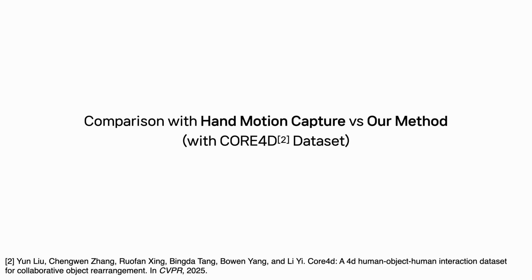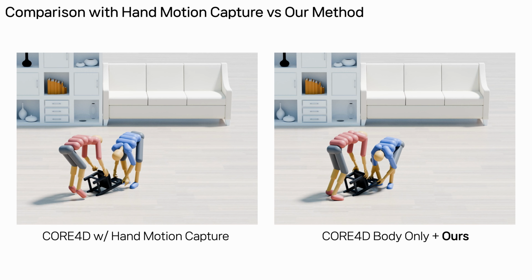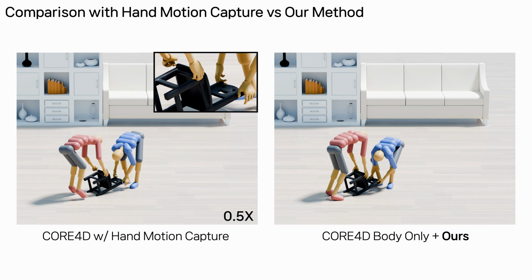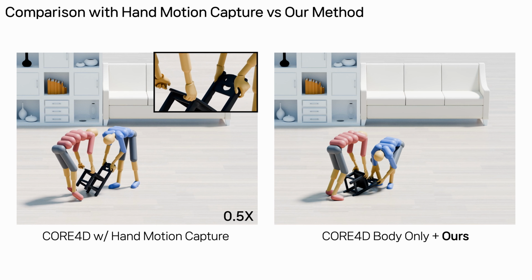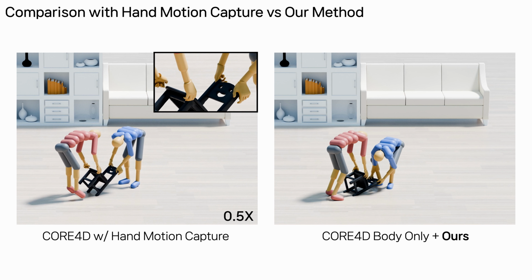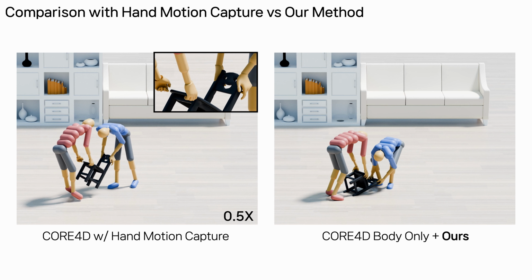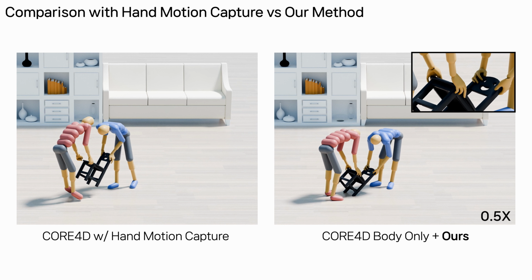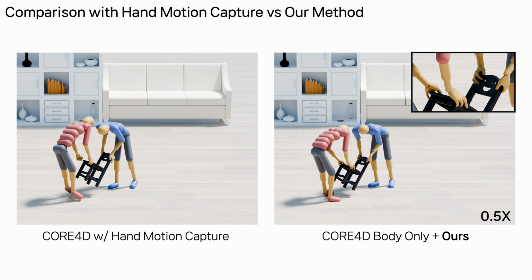As a baseline, we also compare our results with the data in which real hand motions are captured. Specifically, the finger movements are captured using gloves and integrated with body motion through optimization-based retargeting. Even with this extra capture process, the captured results show that the fingers are not precise and do not make stable contact with the object. On the other hand, our synthesized results show stable and natural-looking grasping.